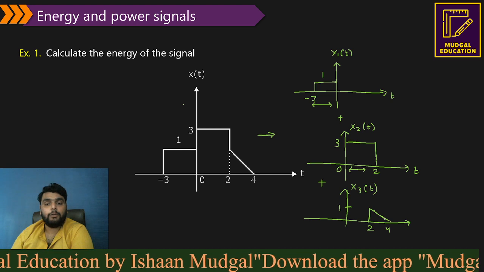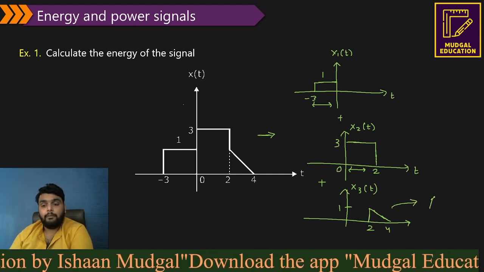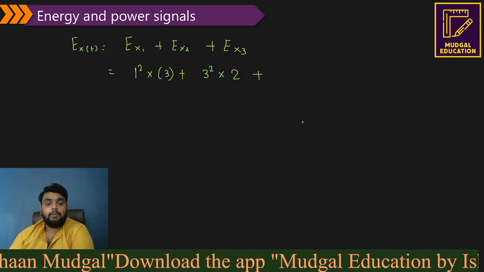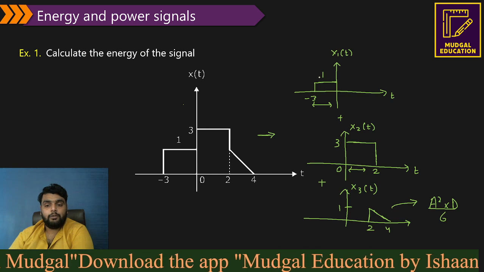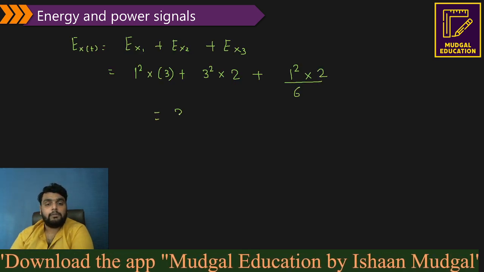Now the triangle, what was this? If you say this is a right triangle, the formula was A square multiplied by duration divided by 6. So A square means 1, so 1 whole square, duration is 2, divided by 6. So it comes out to be 1 by 3.